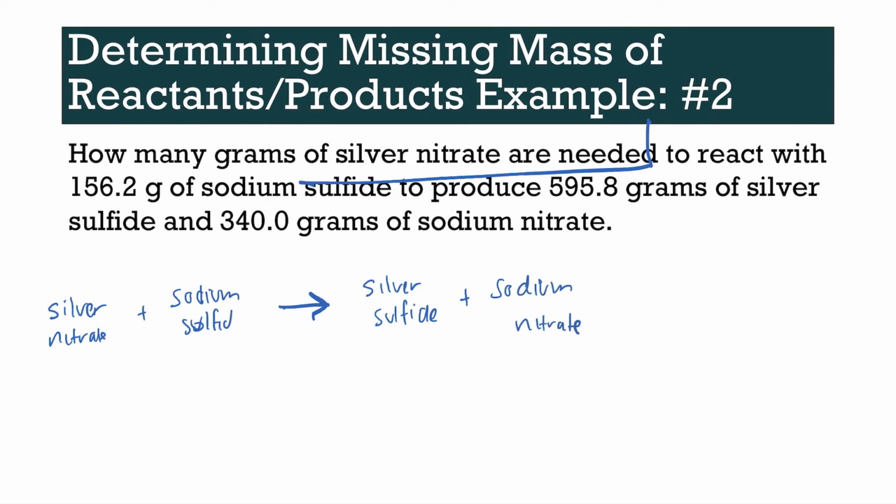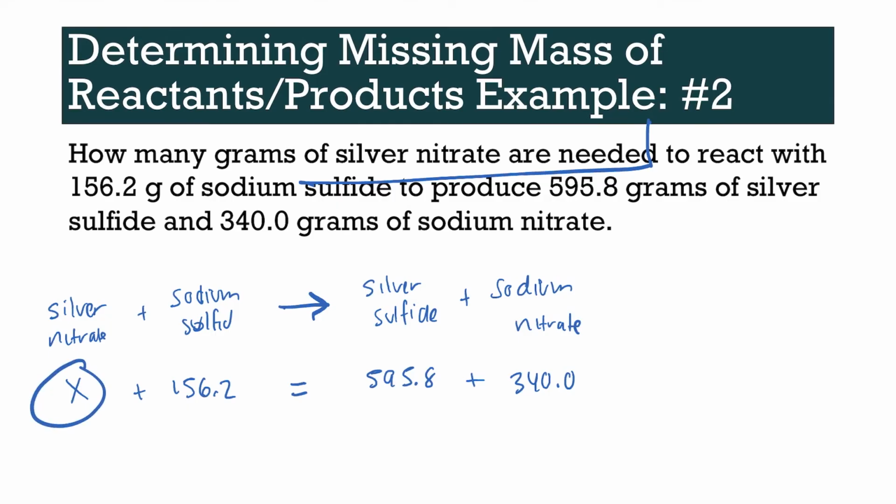So again, that is our formula. We don't need to know formulas. We just need to know what's a reactant and what's a product. We are not given the mass of this. That's what we're looking for. But the question says we have 156.2 grams of sodium sulfide. We know that the mass of the reactants is the same as the products, so we can use that equal sign. The question says 595.8 grams of silver sulfide and 340 grams of sodium nitrate. So all of that came from the question, and now we're left solving for x.